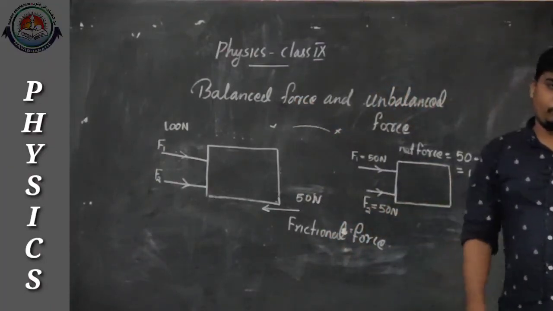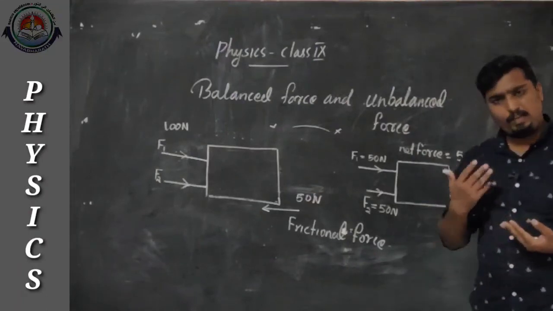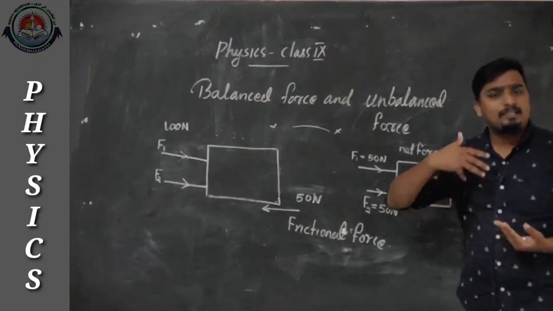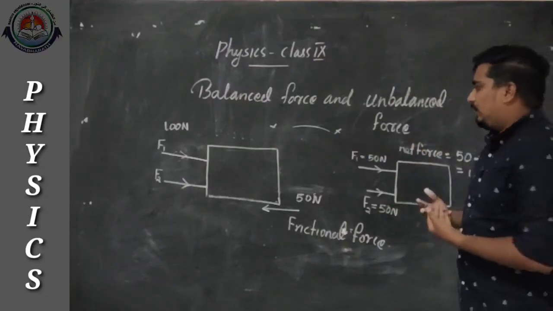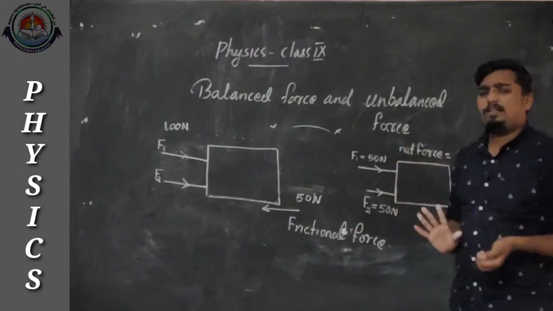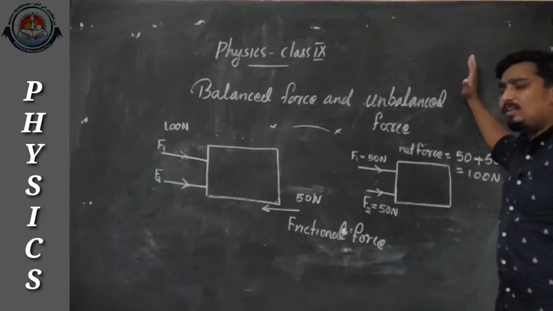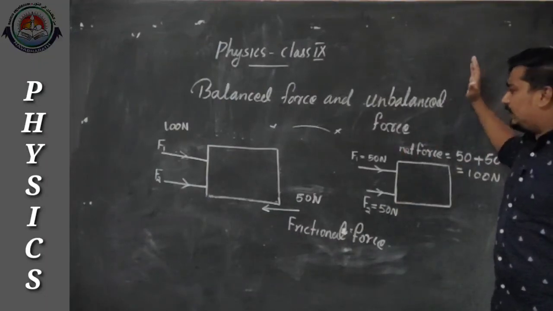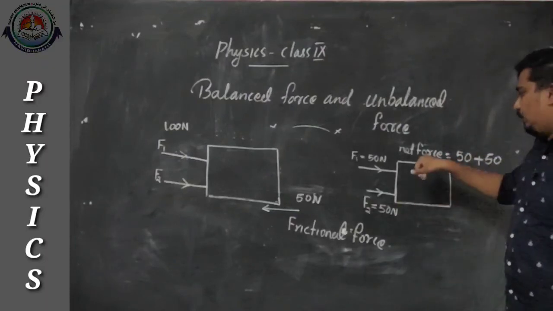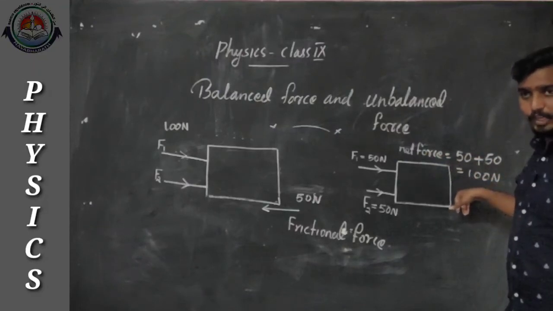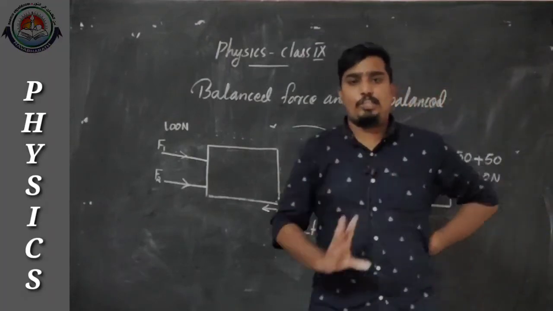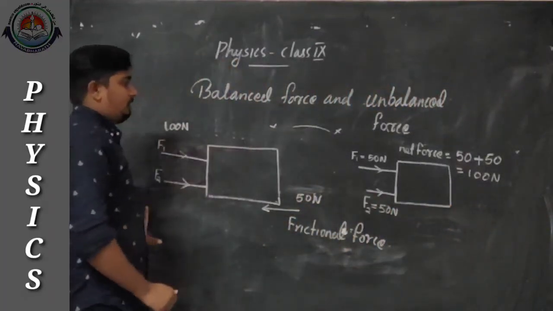Okay, and unbalanced force. Unbalanced force means unequal forces applied in the opposite direction, or unequal forces applied in the same direction, or equal forces applied in the same direction. Such forces are called unbalanced force. In the case of unbalanced force, the net force is not equal to 0. At that time the body will get motion.